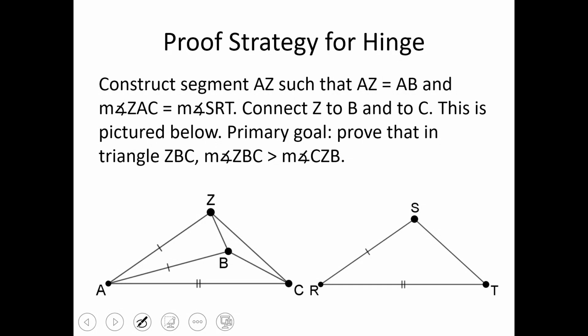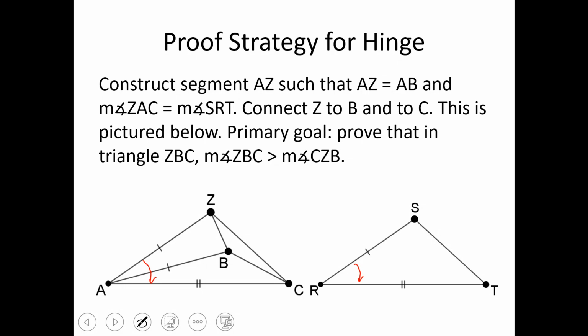So we've got our two triangles ABC and RST, and it perhaps should come as no surprise that we form a construction. So the construction is this. We construct segment AZ such that, first of all, the measure of angle ZAC is equal to the measure of angle SRT. Okay, so perhaps indicate that in the diagram with a bit of color coding. So first of all, AZ has been constructed such that the angle ZAC is equal to the angle SRT. Those must be equal to one another.